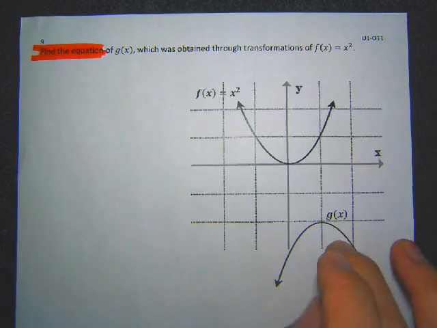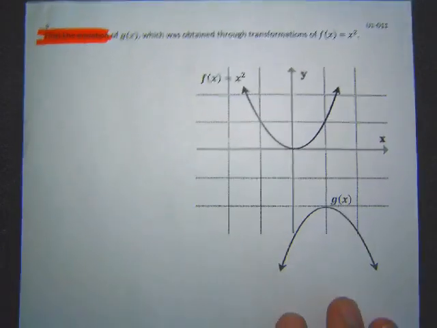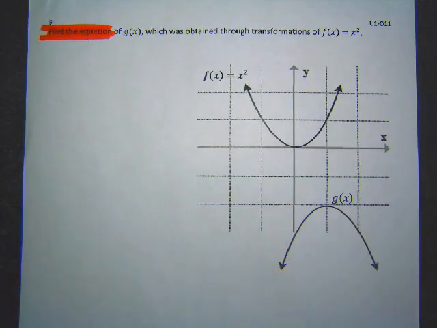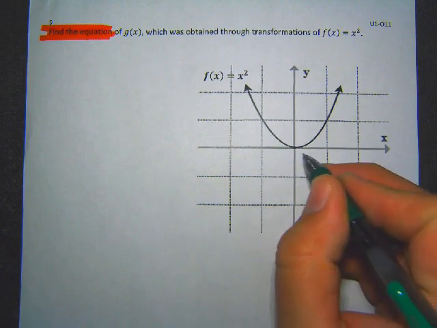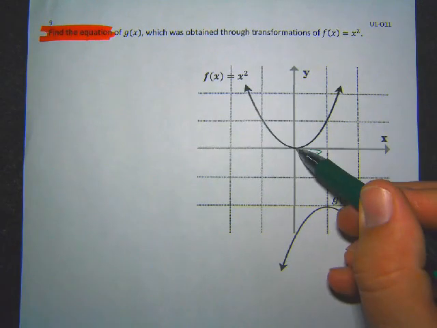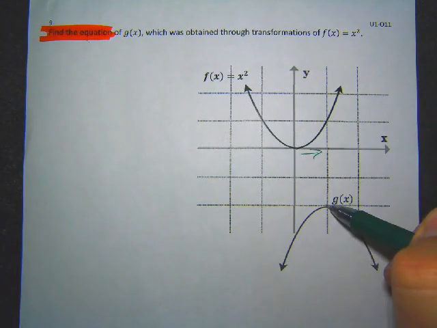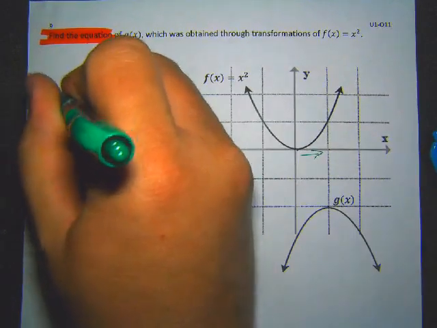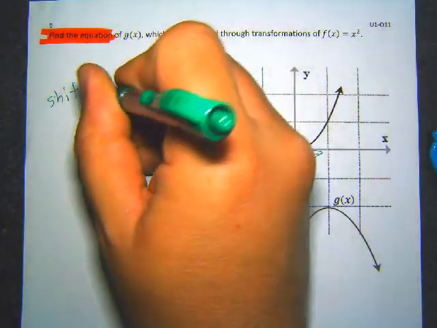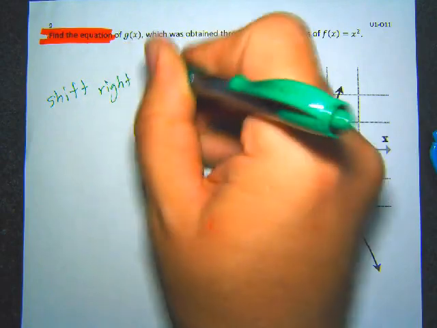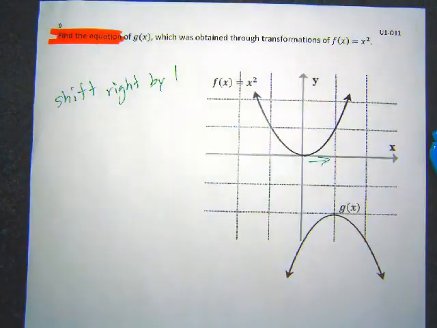By identifying those transformations, we should be able to write the equation for this thing. So I go to look at this and think, okay, what happened? Well, a few things happened. One thing that happened is you can see that it's moved to the right. You can see I had a point here, but it's moved over because now it's to the right one. So it is shifted right by 1.